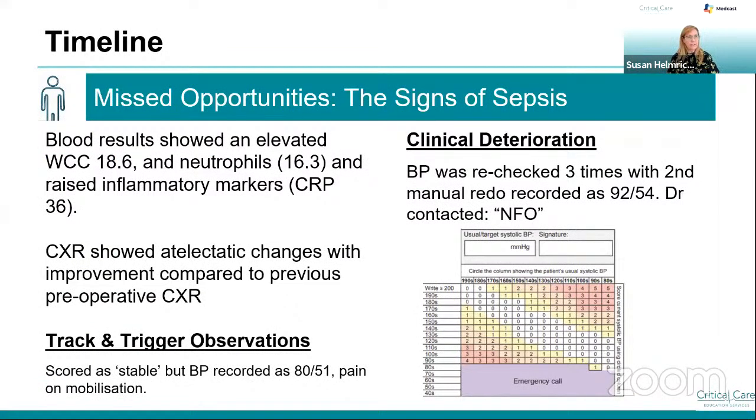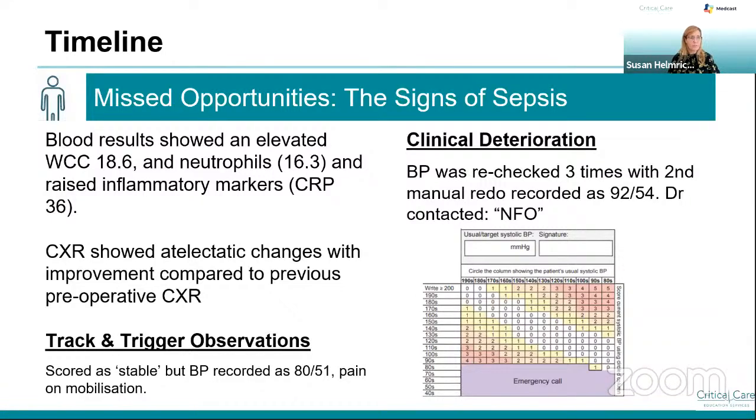We'll move on now to the timeline and looking at the signs of sepsis. The blood results that came back showed an elevated white cell count of 18.6 and neutrophil count of 16.3. Mrs. D had raised inflammatory markers, with a CRP at this stage of 36. Her chest X-ray did show some atelectatic changes, but there was improvement from her previous preoperative chest X-ray. So this is an indication that aspiration pneumonia probably wasn't the cause of her deterioration at this point.